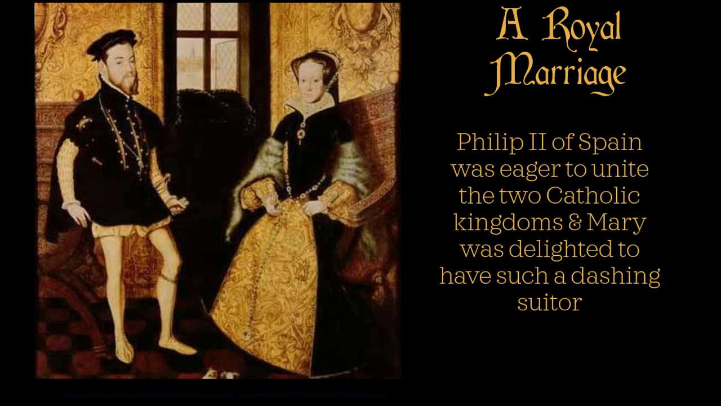So Philip sees the opportunity to unite Spain and England as a giant Catholic kingdom. And Mary was delighted to have this dashing suitor. He would have been related to her in some weird way, right? Her mother was Charles's aunt, so that would mean this was her second cousin once removed or something like that, which was quite normal back in the day.